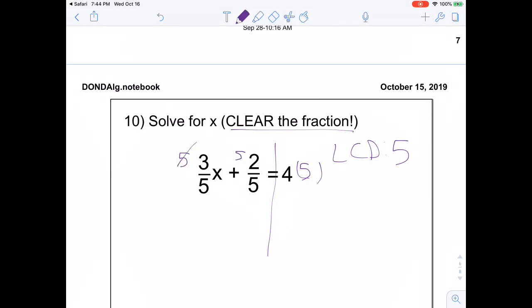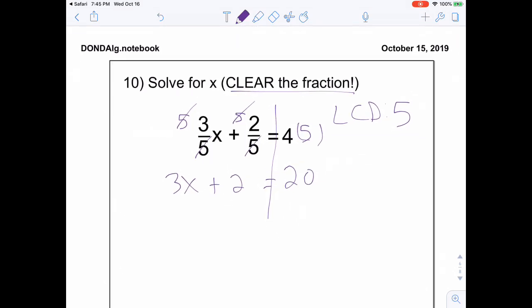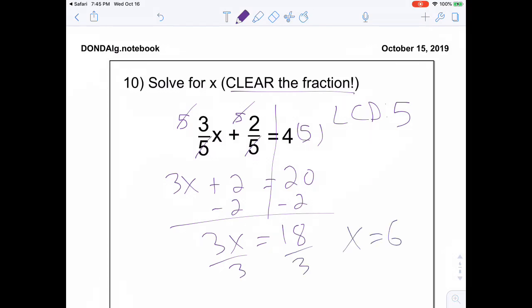So 5 cancels with 5, you're left with 3x. 5 cancels with 5, you're left with 2. And 4 times 5, there's no denominator there, the denominator would be 1, so nothing cancels out, you're left with 20. After I cleared the fraction, now I have a two-step equation. I subtract 2, giving me 3x equals 18, and then I divide by 3, x equals 6.